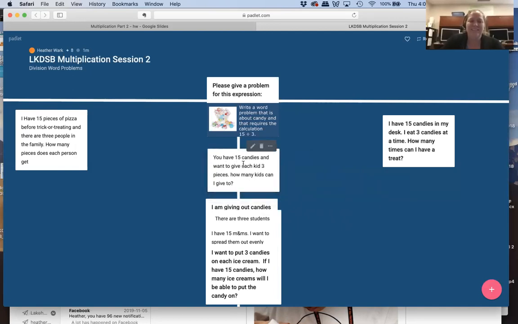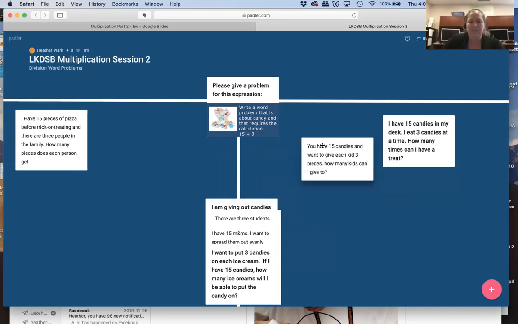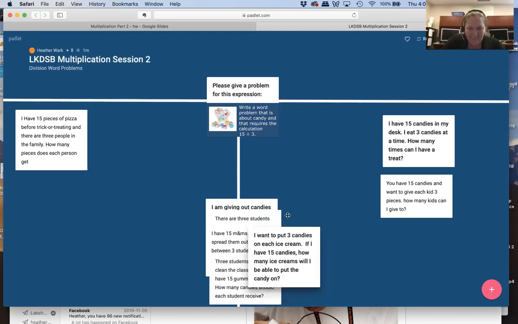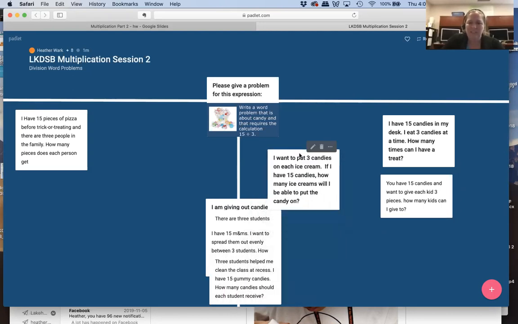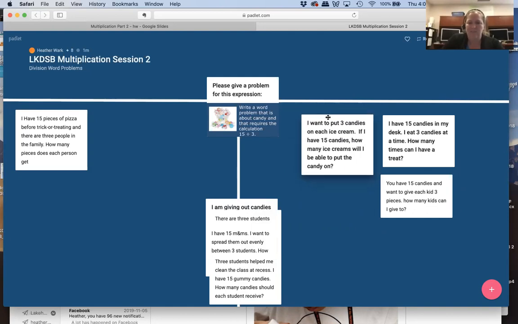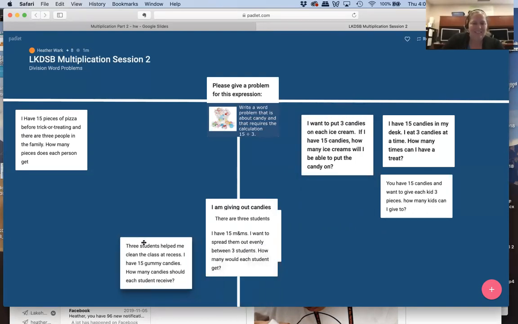You have 15 candies and want to give each kid 3 pieces. How many kids can you give them to? I'm going to give that one over there as well. Okay, what's this one? I want to put 3 candies on each ice cream. If I have 15 candies, how many ice creams will I be able to put candy on? Put that one there.